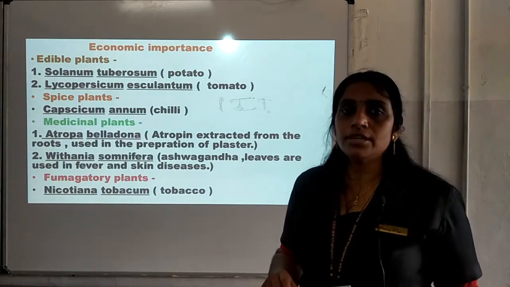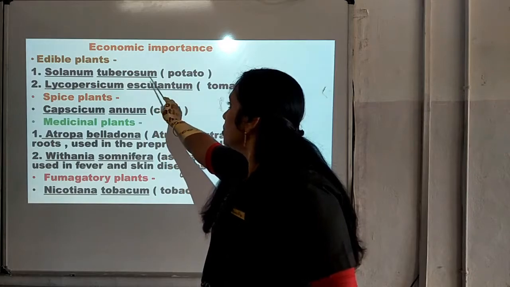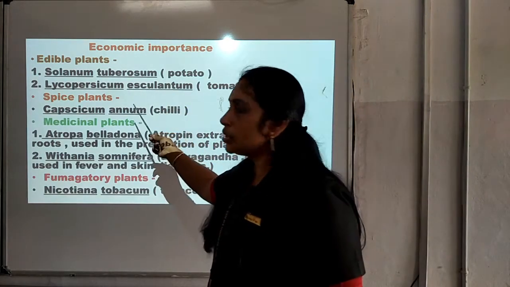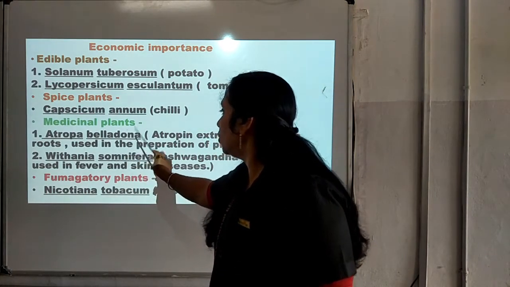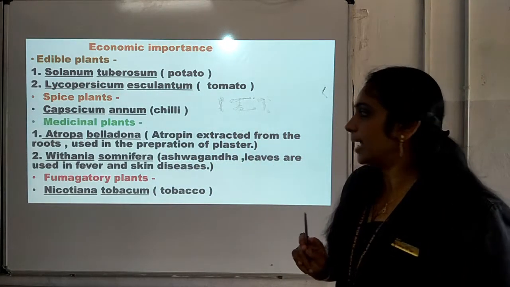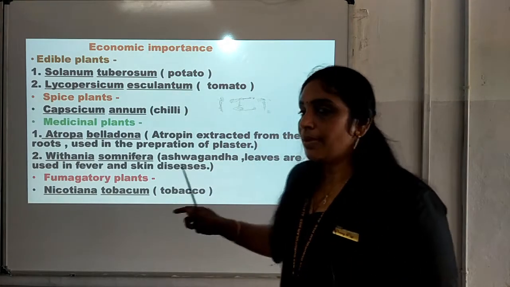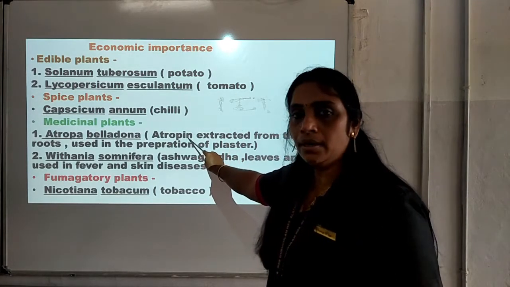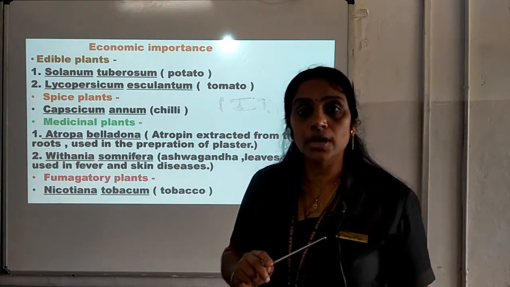And the economic importance of family Solanaceae: it consists of edible plants, Solanum tuberosum, potato, Lycopersicum esculentum, tomato. Spice plants are also there, Capsicum annum, chili. Medicinal plants are also seen there, Atropa belladonna, which is very, very important. From the Atropa belladonna plant, atropine is extracted from the root, and it is used in the preparation of plasters. Plasters means if the hand or the leg is broken, plasters are put on the hand or the leg, and that plaster is prepared from atropine, which is extracted from Atropa belladonna, a plant of the Solanaceae family.